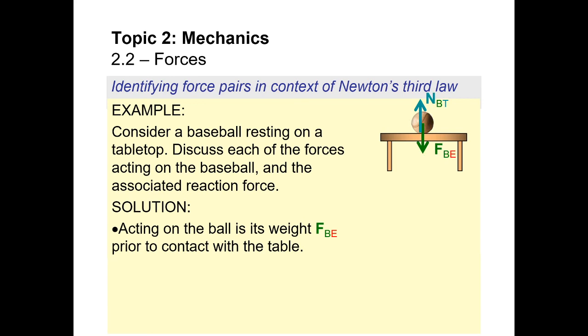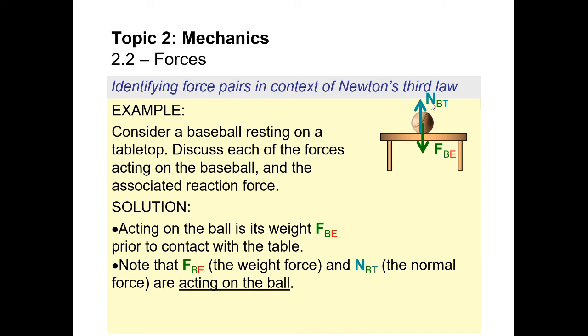So let's say it's on the table. You still have the force acting on the ball due to the earth, but now the table is also acting on the ball. So you have N sub BT. But what are these action force pairs? The fact that you have a normal force on the ball due to the table is because the ball is exerting its weight on the table. So in a sense, it's almost like it's exerting its own normal force.